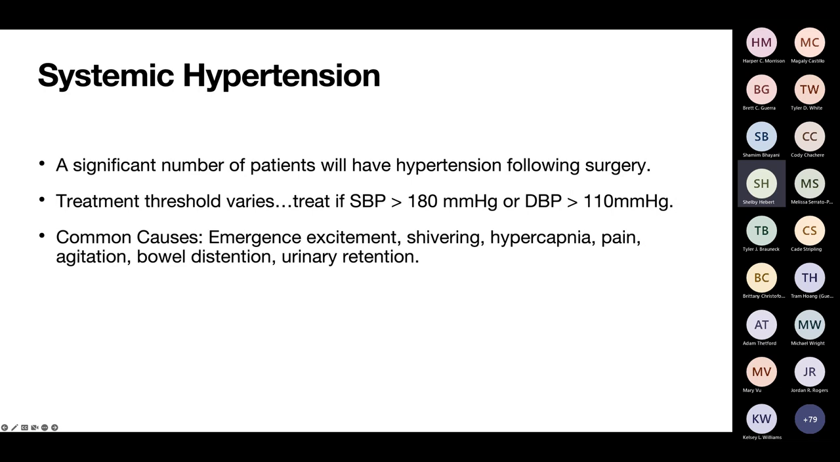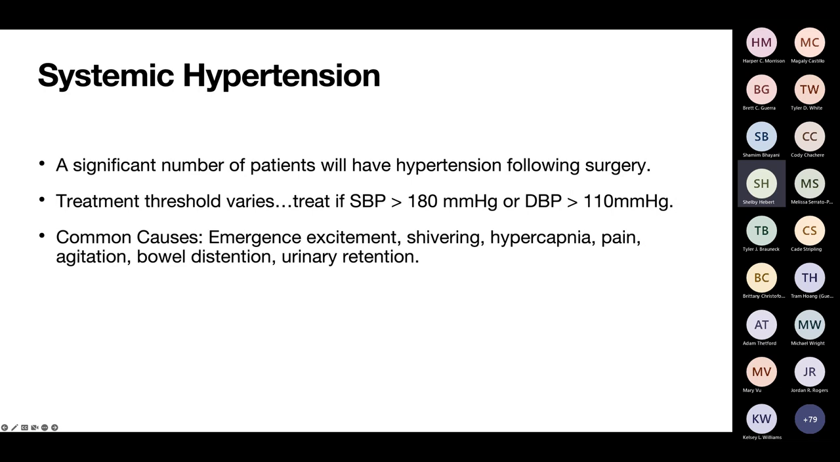The important thing for you to take into account here is what is the patient's actual baseline blood pressure. If they roll in hypertensive, we probably don't want to be the white knight and fix all the blood pressure issues for this patient because they're going to stroke out. So see where they stand beforehand before you actually address things. Common causes of hypertension, like I said, may be totally non-cardiac. They may be emerging, they're excited, they're moving around.